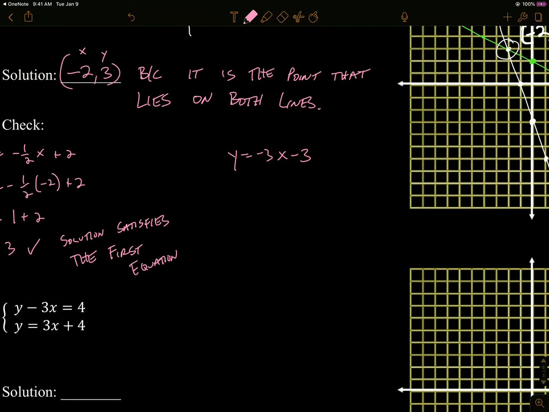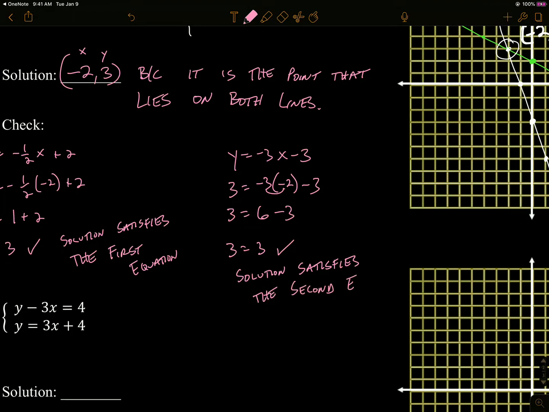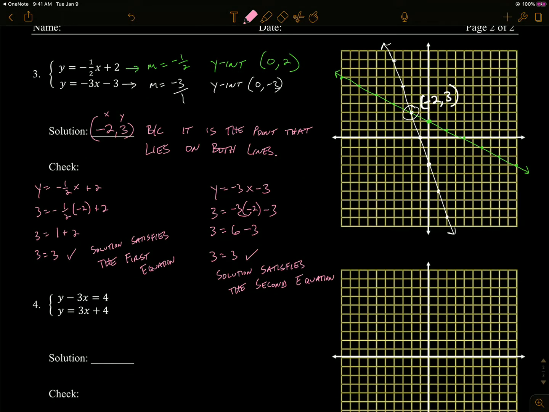Now let's check that second one. y needs to be 3, so 3 for y and negative 2 for x. I get 3 equals, first I'll do this multiplication here. Negative 3 times negative 2, I get a 6, and then 6 minus 3. So then I get 3 equals 3. It checks. So the solution satisfies the second equation. So therefore, it's a solution to the system. Remember, the system means both equations together at the same time. There's the solution to our system.